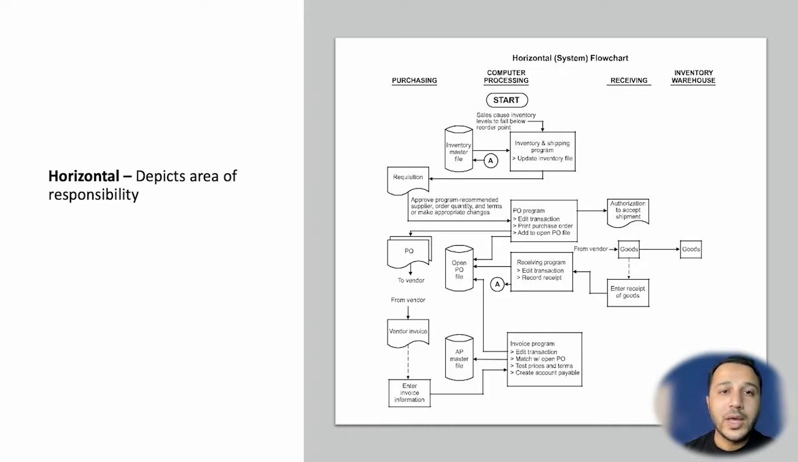If you look, we have a purchasing process, then a computer processing, then a receiving process, and then an inventory. One activity might be connected to many other activities or processes. So in that case, it starts at the computer, then goes left to purchasing, then receiving, then to the inventory warehouse. So it moves around horizontally. That is one of the reasons we call it horizontal. There is no science behind it, it's just how it is depicted. That's how we call it horizontal or vertical.